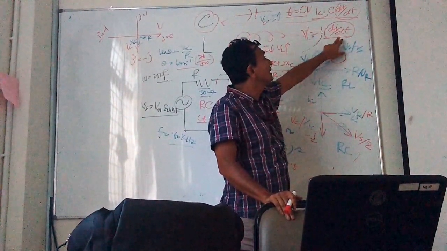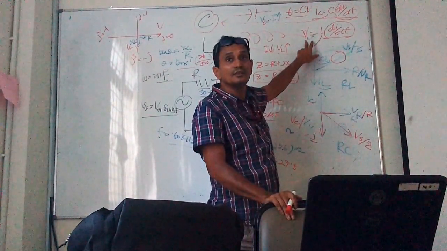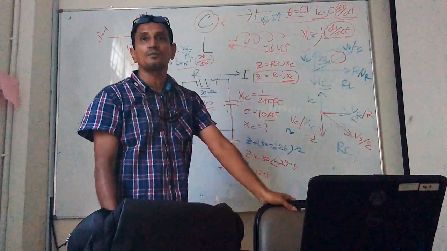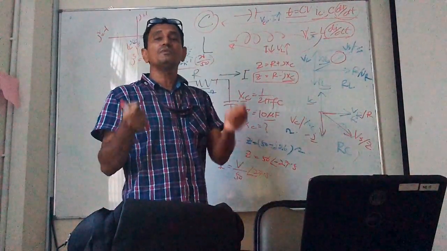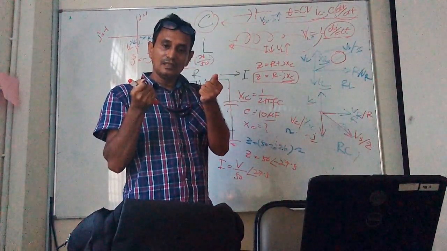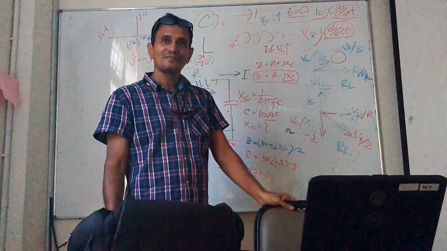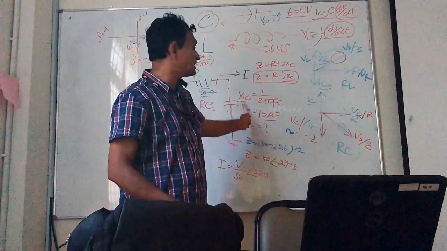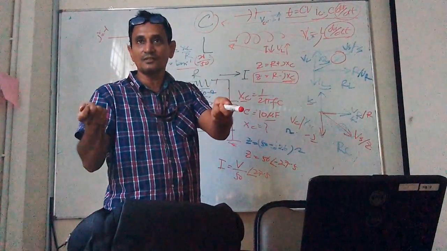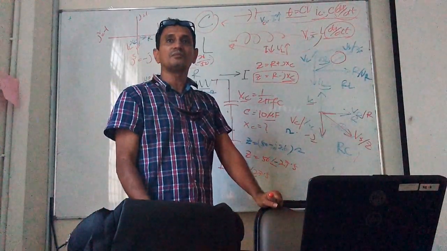Then for the inductor, no time change of current means the voltage is 0. That means if you apply DC voltage here, you will not see any voltage develop across the inductance. If you connect a DC supply with the capacitor, how much voltage should be there? The maximum voltage, because the reactance is infinity. So all the voltage will drop across the capacitor reactance. So be careful and be clear about this concept.